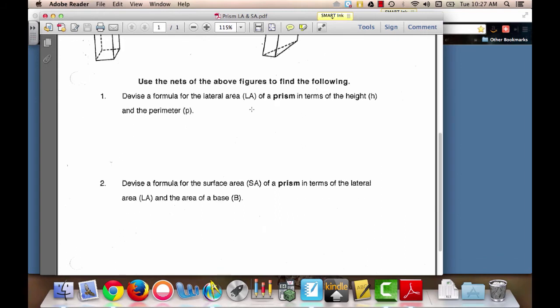After you have a formula for the lateral area, I want you to come up with a formula for the surface area of the prisms. Remember that the surface area is the area of all the rectangles and the area of the two bases, or the area of all the faces of the prism.